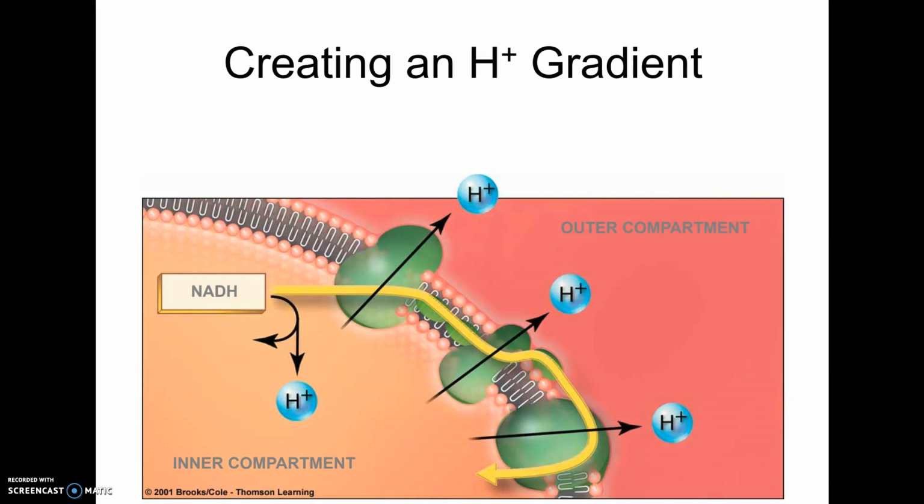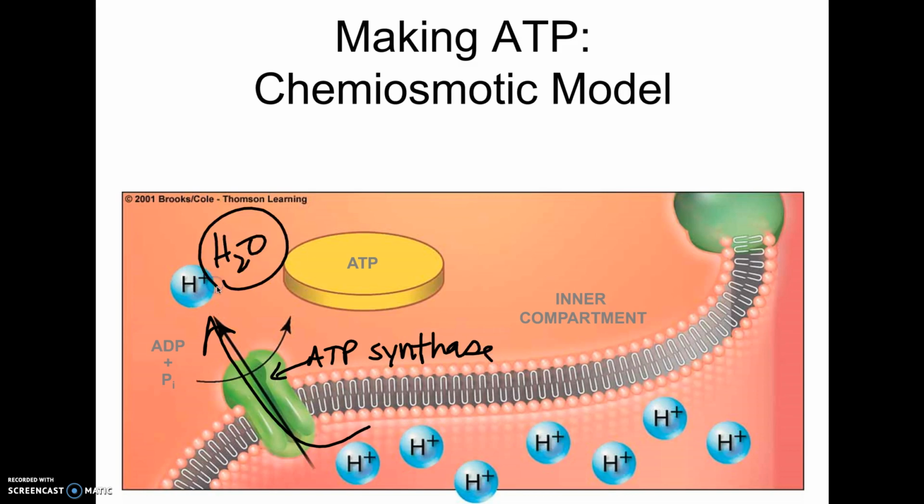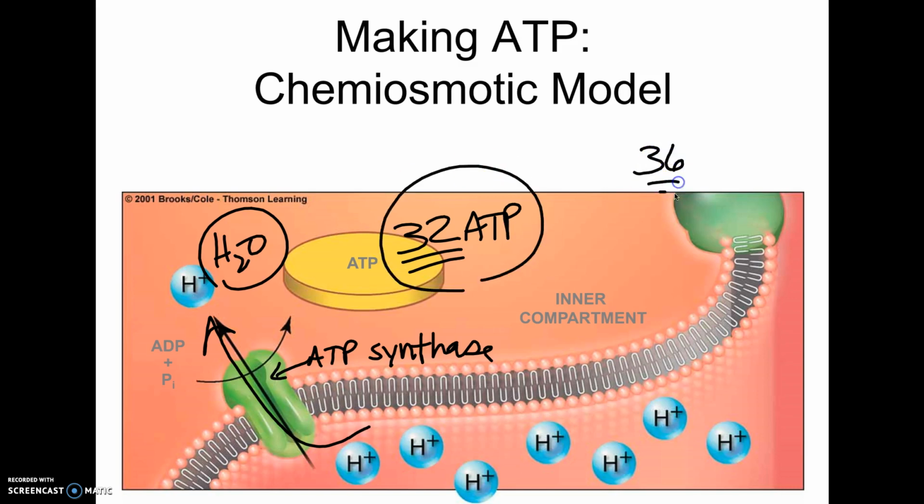Once those hydrogens build up, they're going to flow back through this enzyme. This is literally an enzyme called ATP synthase. And oxygen's actually going to pick up these hydrogens and make water. And you're going to generate a whole bunch of ATP. It's actually going to make somewhere in the neighborhood of 32 ATP. The total you make in the entirety of cell respiration is about 36. So 32 of the 36 are all being made by this process.